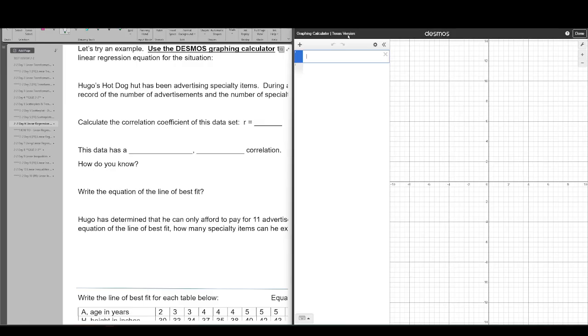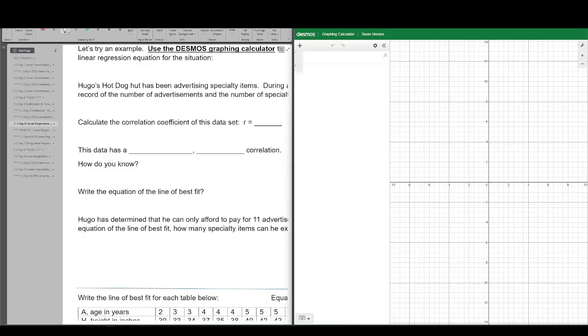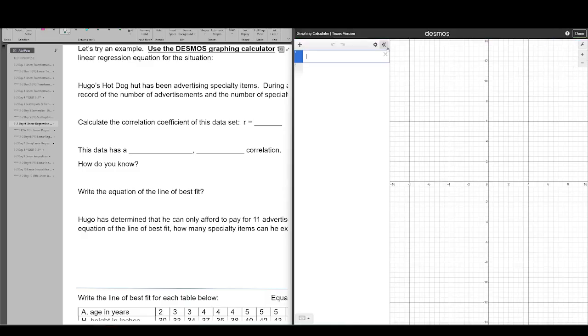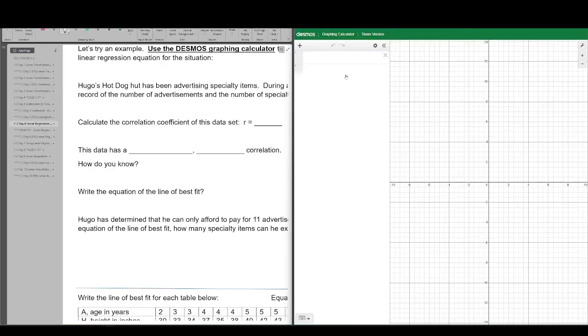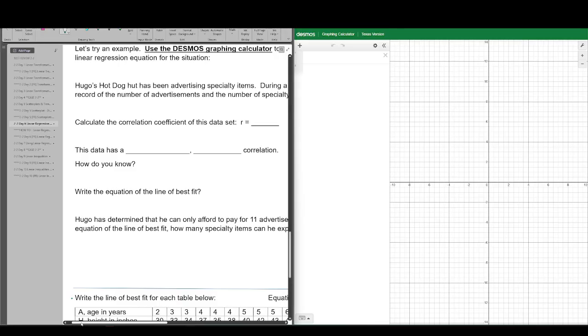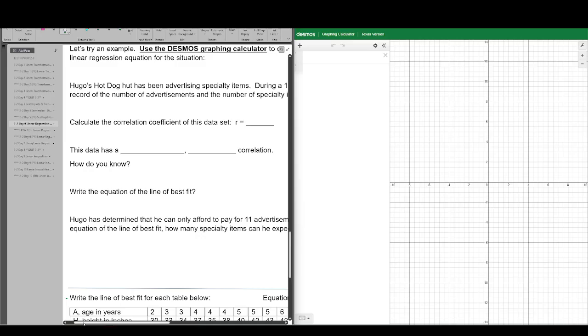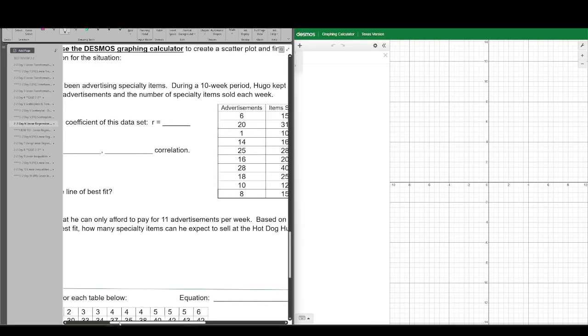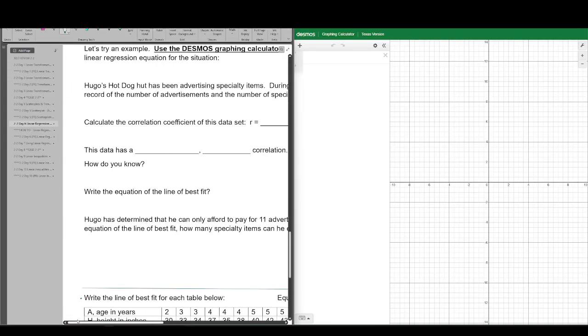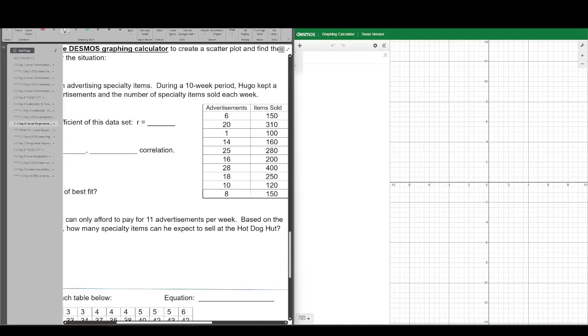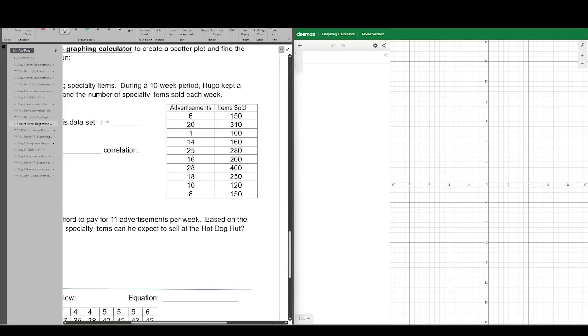So this one has a black banner like the normal Desmos, but it says Texas version at the top, just like this green one says Texas version at the top as well. So whichever way you navigate to it, make sure that you're practicing using this version so that it's what you're going to see on Aware and on Star. Okay, so how do we do linear regression? We're given this problem in OneNote of a guy, Hugo's Hot Dog Hut, who has been advertising specialty items. During a 10-week period, Hugo kept a record of the number of advertisements and the number of specialty items sold each week. So we have his ads over here and his items sold over here.